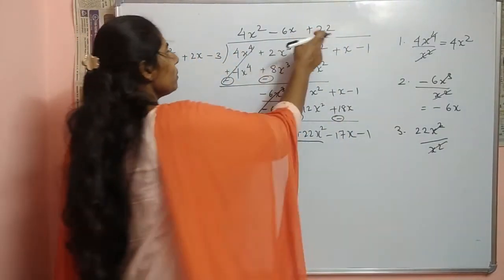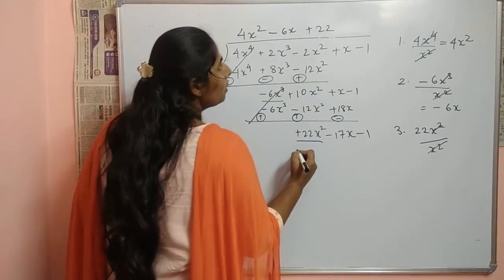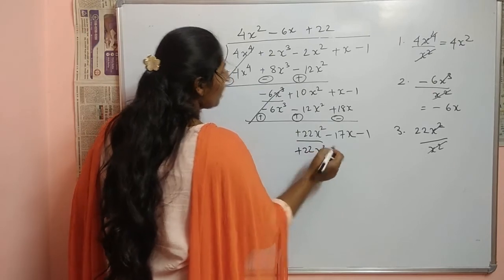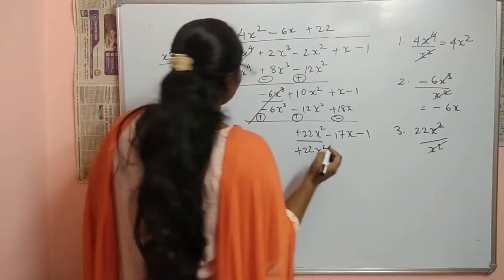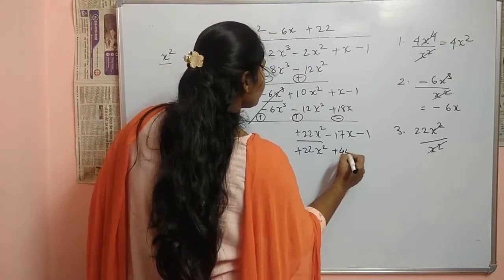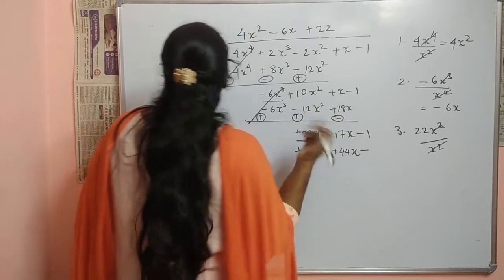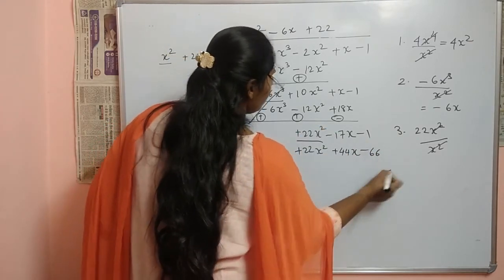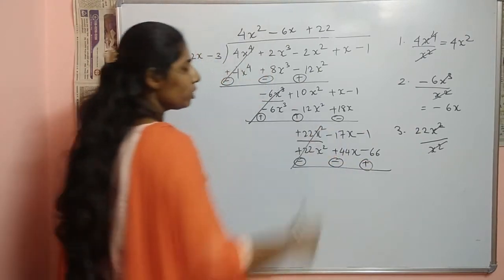Okay. Now this 22 we will multiply to each term of the divisor. So what will I get? Plus 22x square. Here I will get 44, plus 44x. And here I will get minus 66. Change the sign. Minus, minus, plus. These two got cancelled.